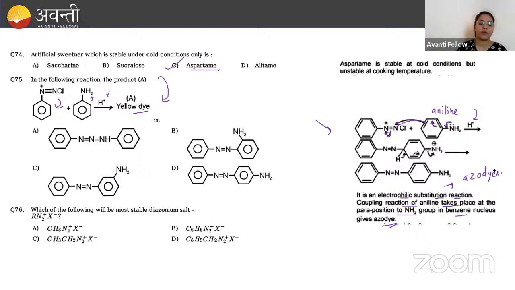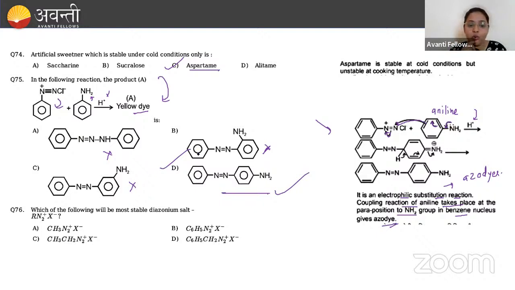So here which is the product? It goes on to the para position. So where is the para position? The coupling reaction is taking place. This is not para. This is again not para. This is not. So see here, this is the para position. So option D will be the correct answer. Right? Okay, let's move on to the next problem.